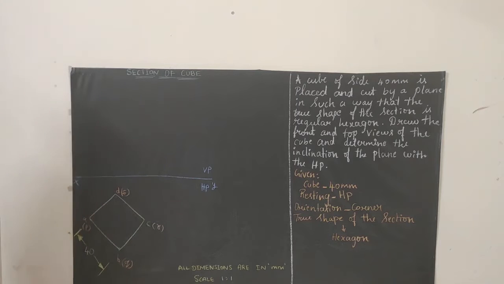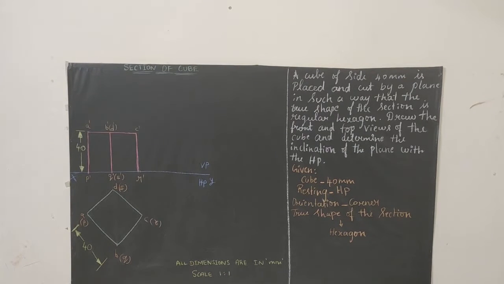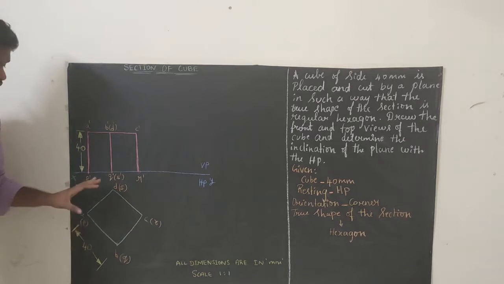Right now we have drawn the top view. Then we just need to project all the points and draw the front view. The next step is to draw the front view. See here, we have already drawn the square.